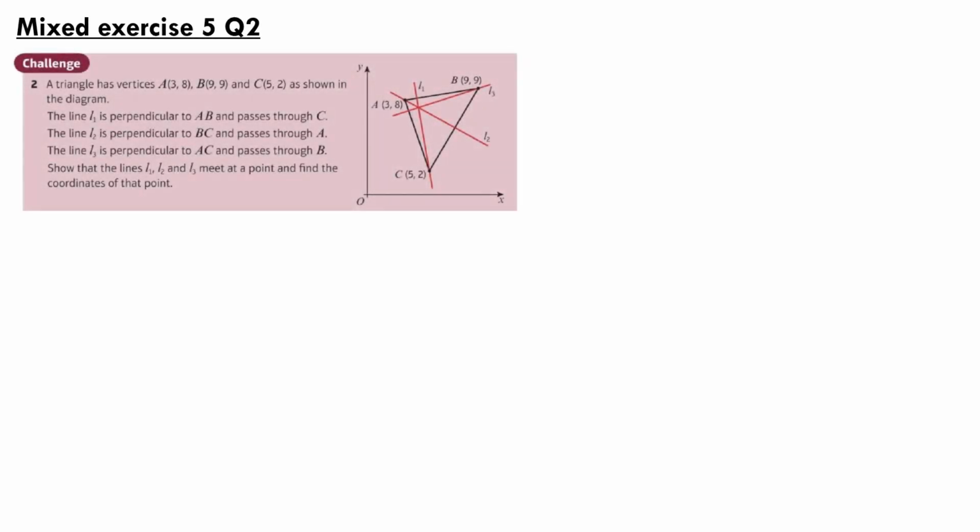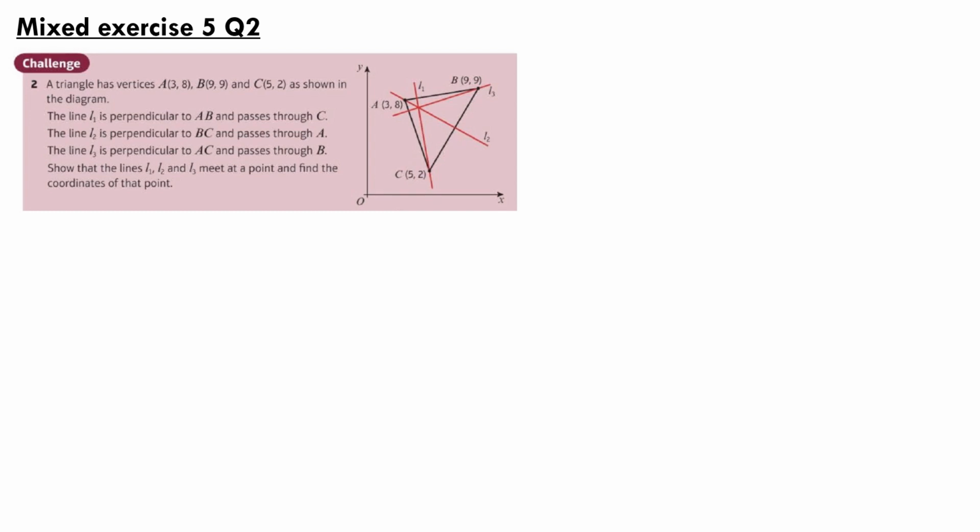Okay, question 2. A triangle has vertices A (3, 8), B (9, 9), and C (5, 2) as shown in the diagram. The line L1 is perpendicular to AB and passes through C. The line L2 is perpendicular to BC and passes through A. And the line L3 is perpendicular to AC and passes through B. Show that the lines L1, L2, and L3 meet at a point and find the coordinates of that point.